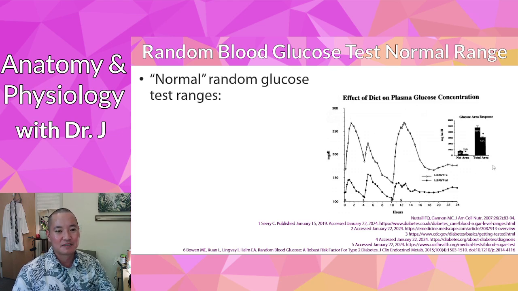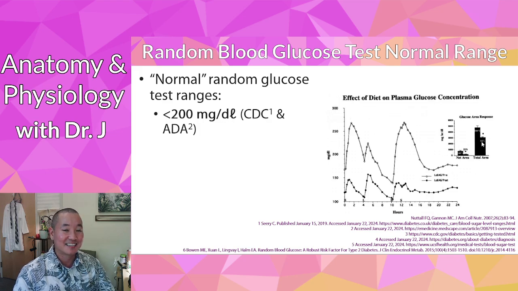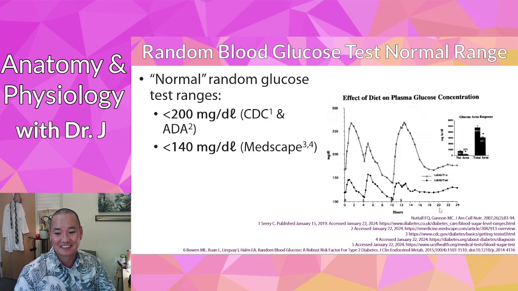Well, I'll present a few. Here are some authorities I saw. Here we have CDC and ADA. They say anything less than 200 mg per deciliter. Then over here with Medscape, and they cite this, yet another CDC source, they say less than 140 mg per deciliter, so there's inconsistency here. And here's from diabetes.org, and another inconsistency. They say this is more strict than the other sources we see here.